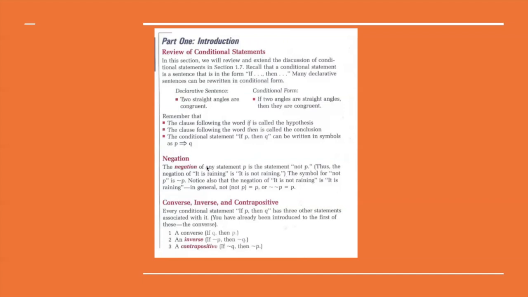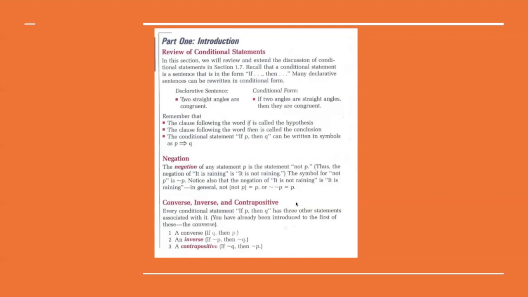The negation of any statement P is the statement not P. Thus, the negation of "it is raining" is "it is not raining." The symbol for not P is the tilde P. Notice that the negation of "it is not raining" is "it is raining." In general, not not P is equal to P.